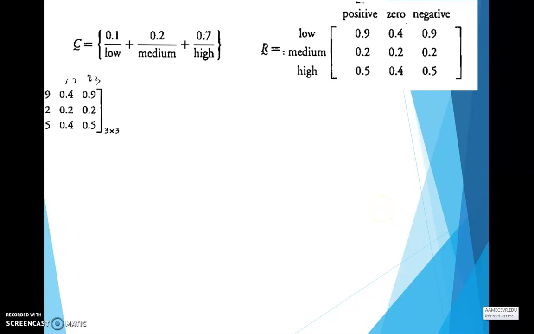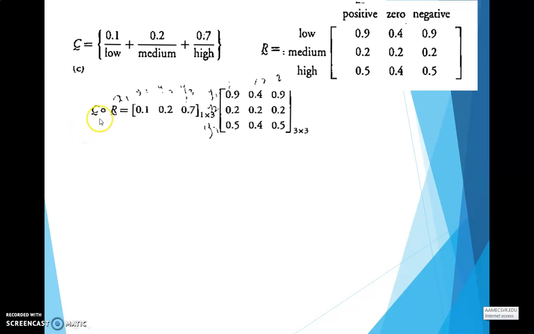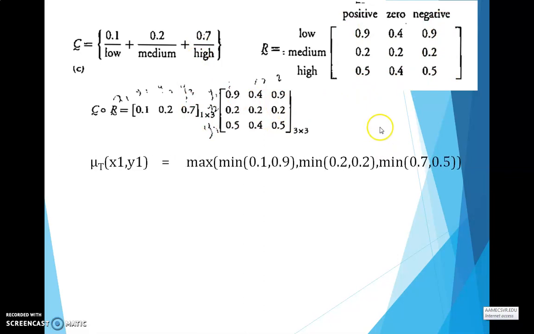Now we are going to compute the max-min product for this C set with the R fuzzy relation. Now we try this one. So I have taken the 0.1, 0.2, 0.7 and taken all this fuzzy relation value in matrix format. How to compute the first value? Compare this 0.1 with all the values of that R. 0.1 comma 0.9, choose the minimum, that will be 0.1. 0.2 comma 0.2, so the value will be 0.2. 0.7 comma 0.5, the value will be 0.5. Maximum from these 3, the value will be 0.5.